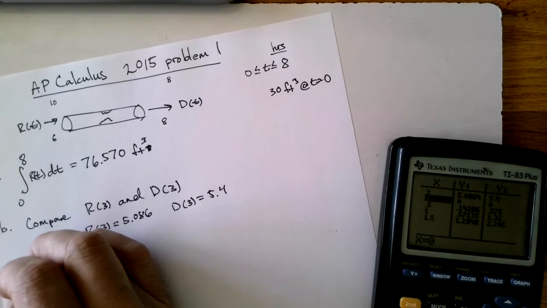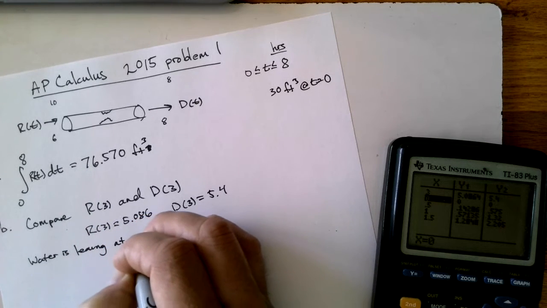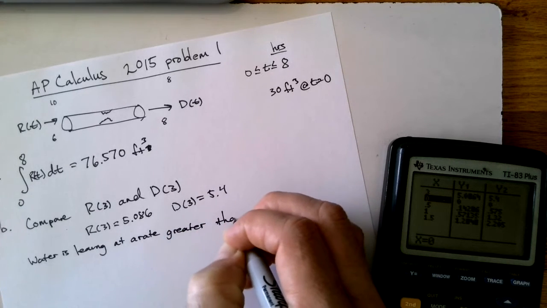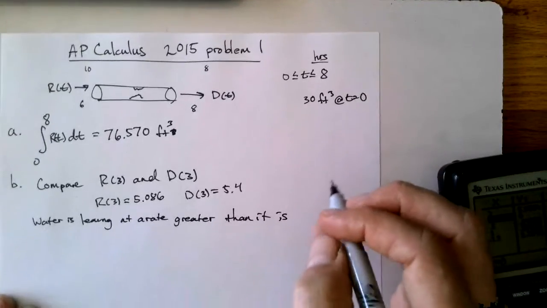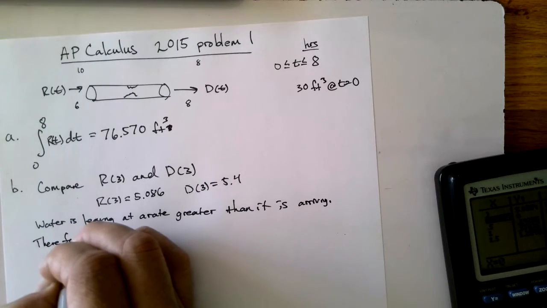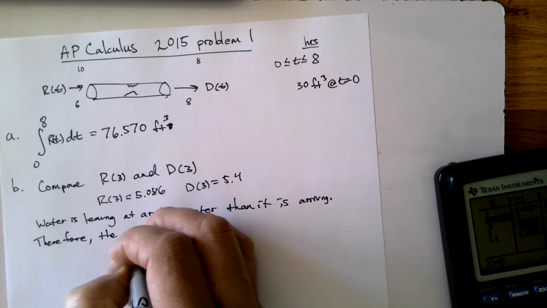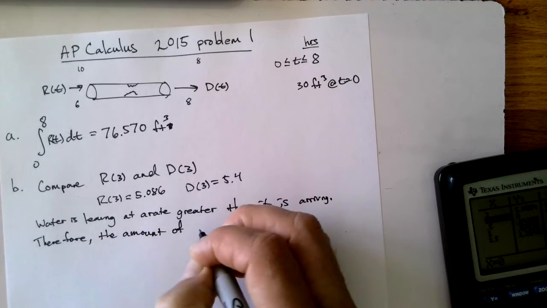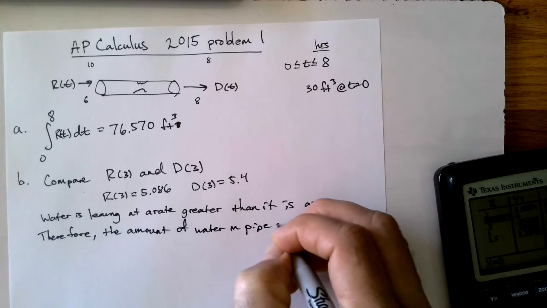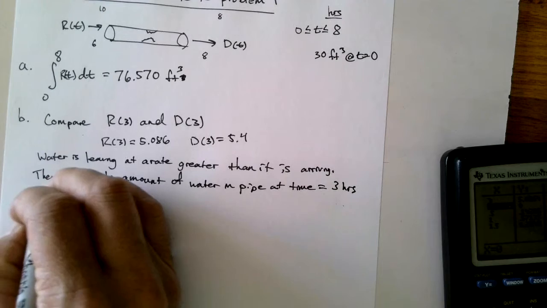So water is leaving at a rate greater than it is arriving. Therefore, the amount of water in the pipe at time equal to 3 hours is decreasing.